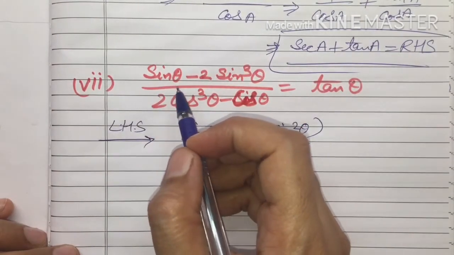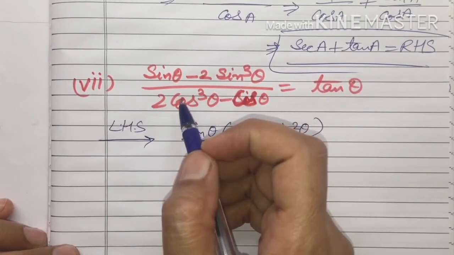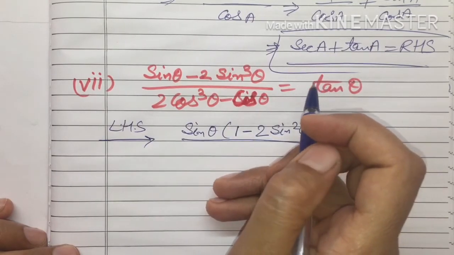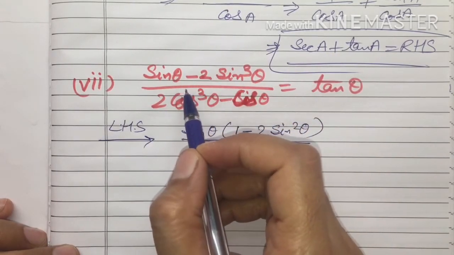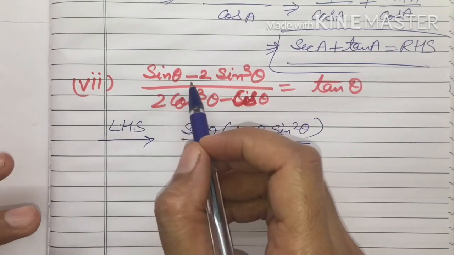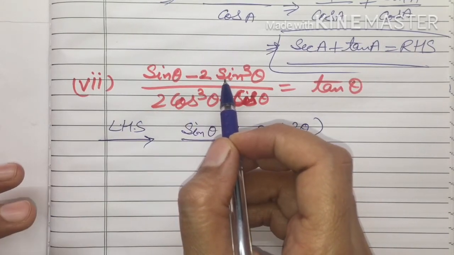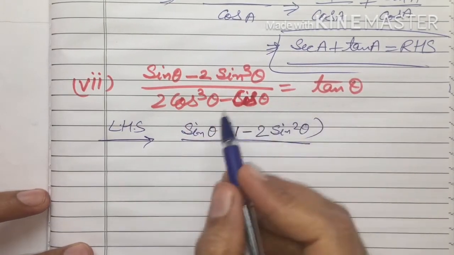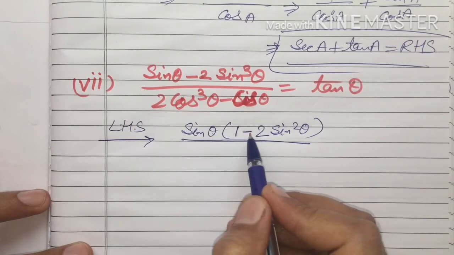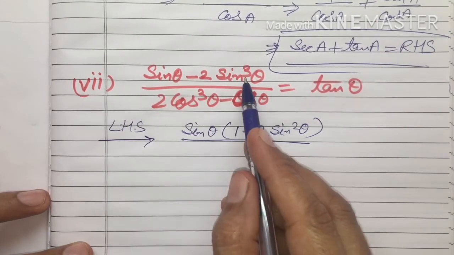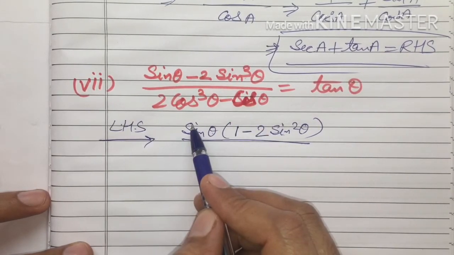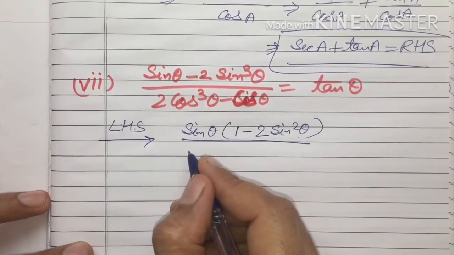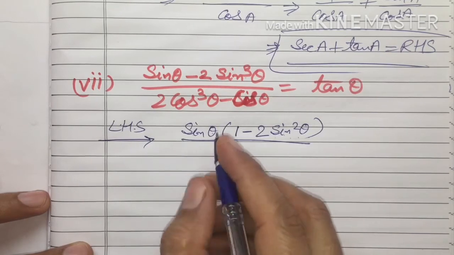Seventh part: (sin theta minus 2 sin cube theta) upon (2 cos cube theta minus cos theta) is equal to tan theta. As you can see on the left side, in the numerator we can take sin theta common, and in the denominator cos theta common. If we take sin theta common, 1 minus 2 sin cube, we take 1 out, so 2 sin square theta is left, and we do the same in the denominator.